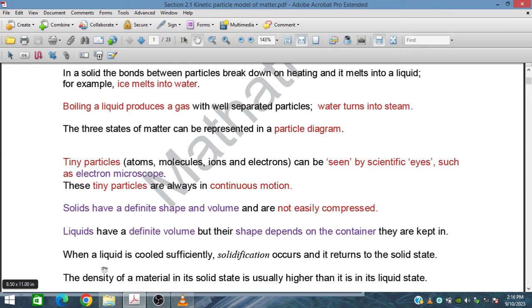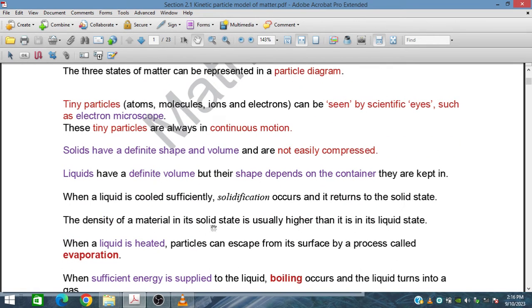When a liquid is cooled sufficiently, solidification occurs and it returns to the solid state. The density of a material in its solid state is usually higher than it is in its liquid state.